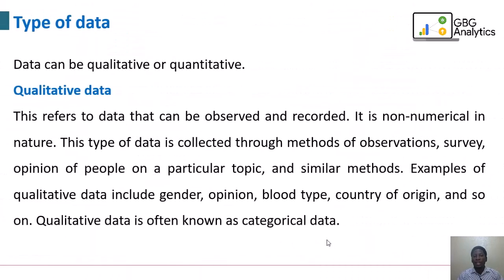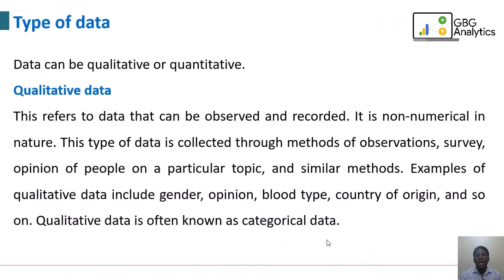There are two types of data, and they include qualitative and quantitative. Qualitative data is data that is observed and recorded. In this case, it is non-numerical, for example, it is not in the form of numbers. This type of data is collected through observation, surveys, or the opinions of people on a particular topic or discussion. Examples of qualitative data include gender.